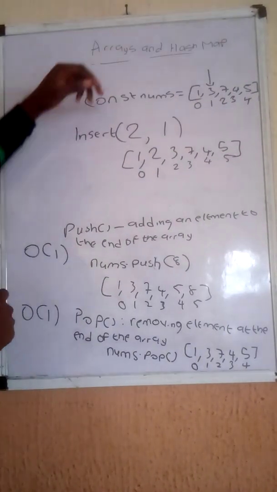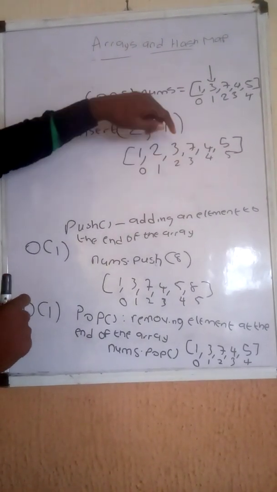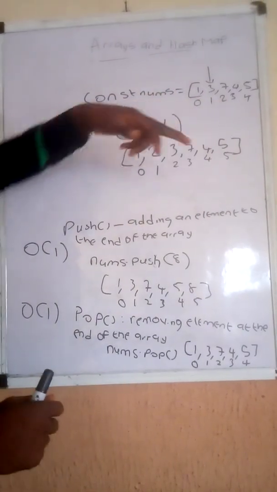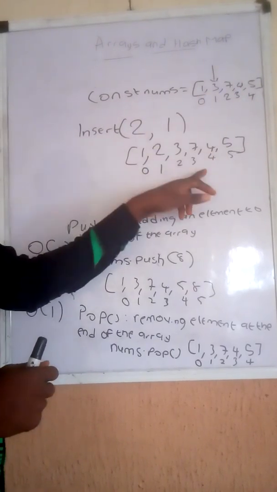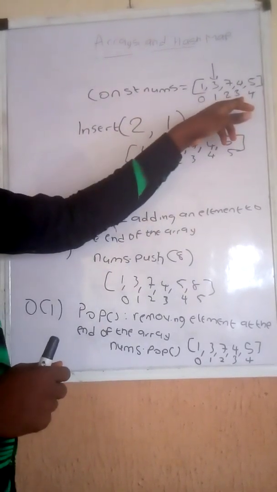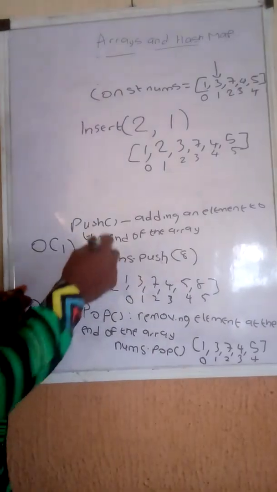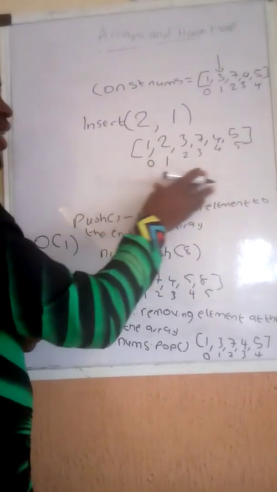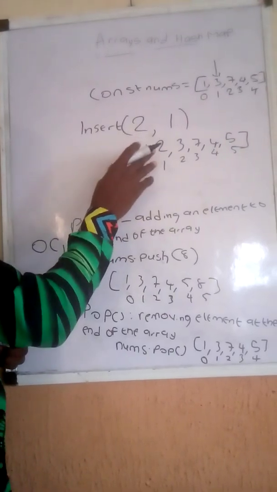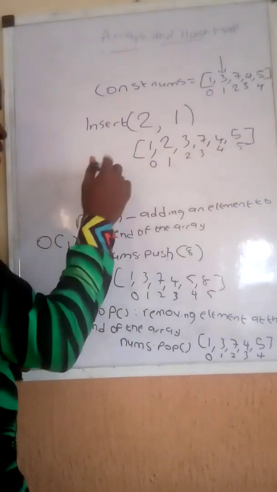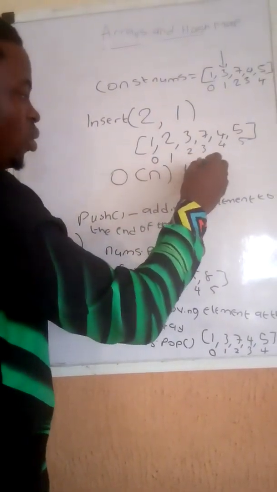In this case, 2 is now at index 1, 3 is now at index 2, 7, which was at index 2 initially, is now at index 3, 4, which was at index 3 initially, is now at index 4, while 5, which was at index 4 initially, is now at index 5. So basically, we are performing a linear operation on this array. The time complexity it takes for us to insert elements into this array is what? Big O of n, which is linear time.